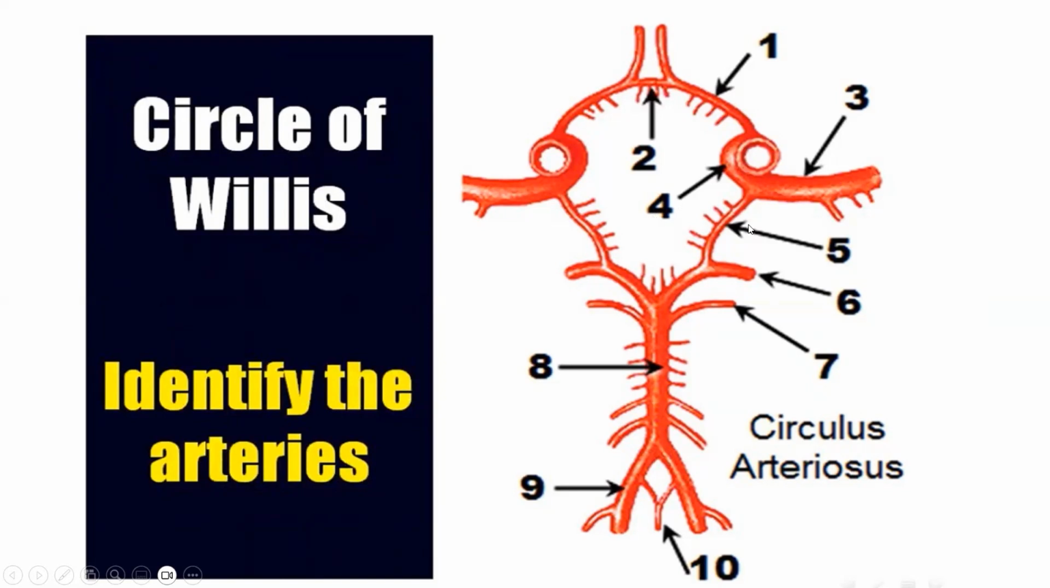We know that five is the posterior communicating artery. We know that six is the posterior cerebral artery. We know that seven is a branch of the basilar artery. It's called the superior cerebellar artery. Eight, obviously, is the basilar artery. And then nine is the vertebral artery, and ten is the anterior spinal artery. We said that it supplies the anterior 2/3 of the spinal cord.